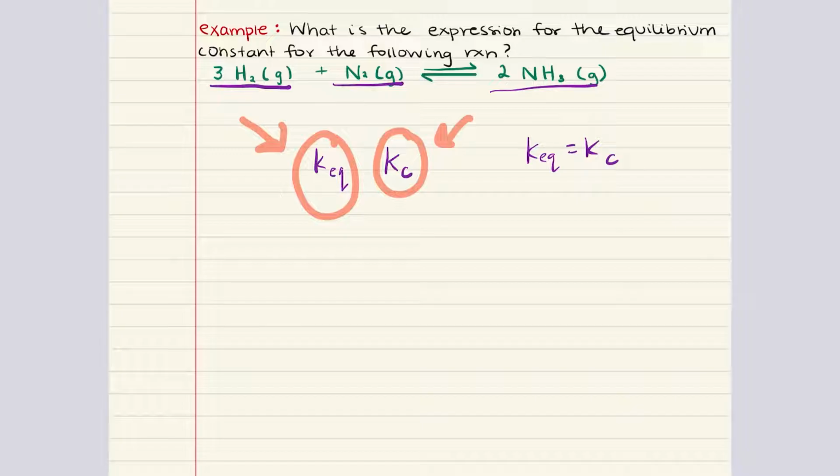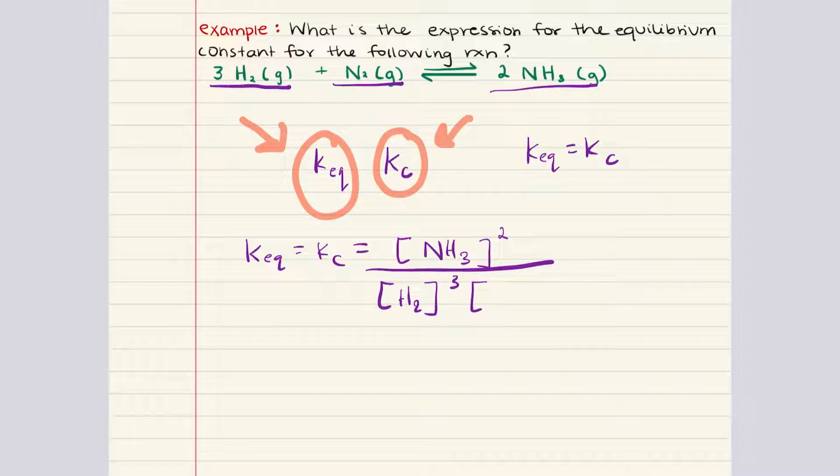in units of concentration. And so for this problem, we can write the equilibrium constant as KEQ or Kc, and that's going to be equal to the concentration of the product, ammonia, raised to its stoichiometric coefficient, over the concentration of the reactants raised to their respective stoichiometric coefficients. So this is what our expression for the equilibrium constant would look like for this reaction.